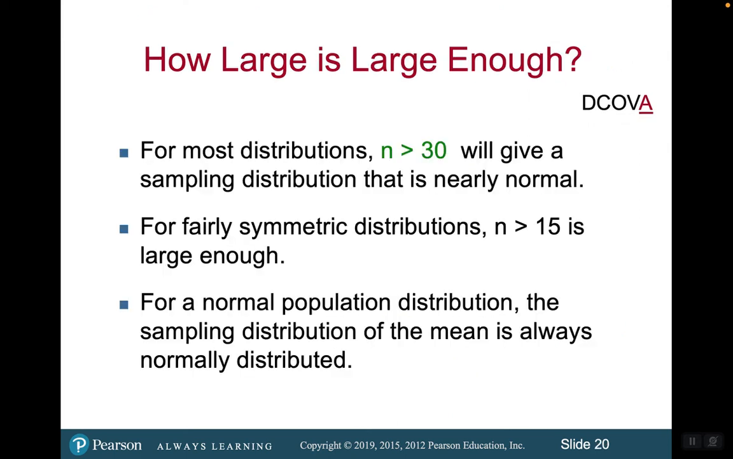So how much more do we have to do? Actually, not as much as you might think. For most distributions, so long as we take more than 30 samples, it should give us something that resembles a nearly normal sampling distribution. If it's fairly symmetric, so not too far off, we can get by with as few as 15. And for a normal population distribution, the sampling distribution of the mean is always normally distributed.